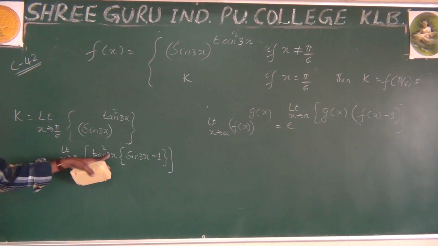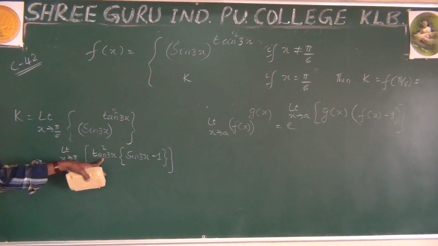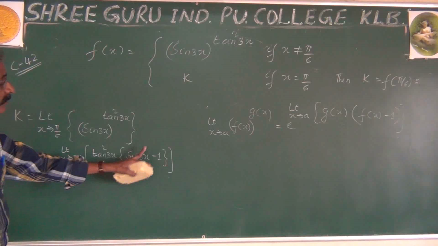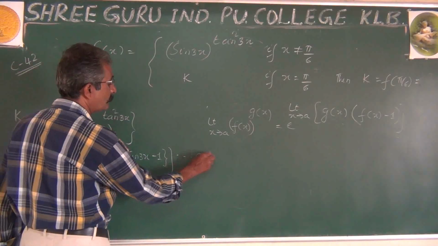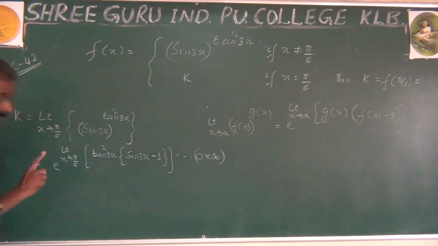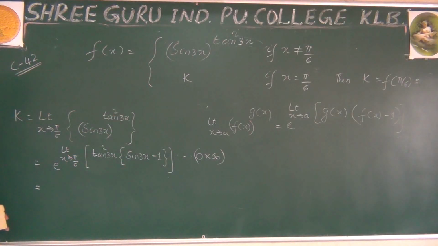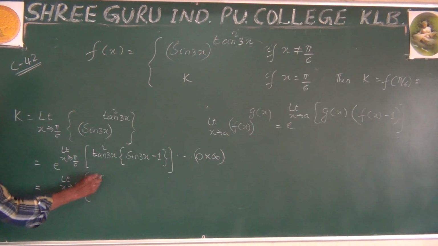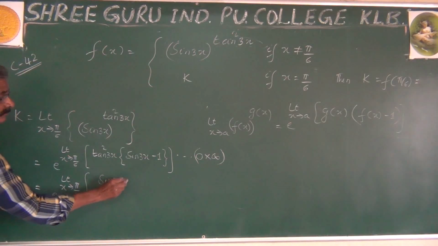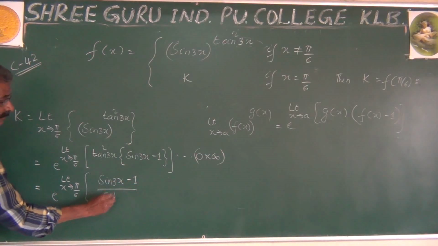When you use x as pi by 6, it becomes pi by 2, tan pi by 2 infinity. This becomes sin pi by 2, 1 minus 1, 0. It is under 0 into infinity form, but you can't apply L'Hospital's rule here. So we have to convert it to either 0 by 0 form or infinity by infinity form. For that, we shall write tan square 3x as 1 divided by cot square 3x. So it is e raised to limit extending to pi by 6 of sin 3x minus 1 divided by cot square 3x.